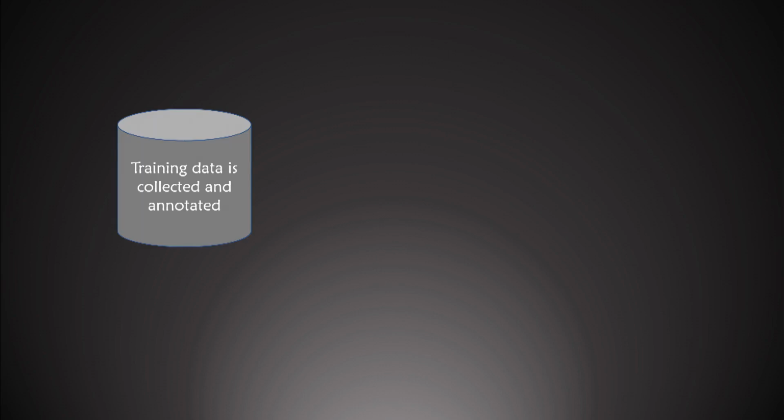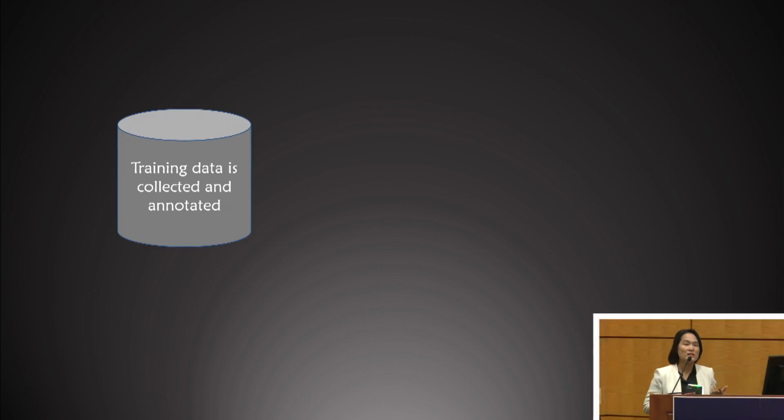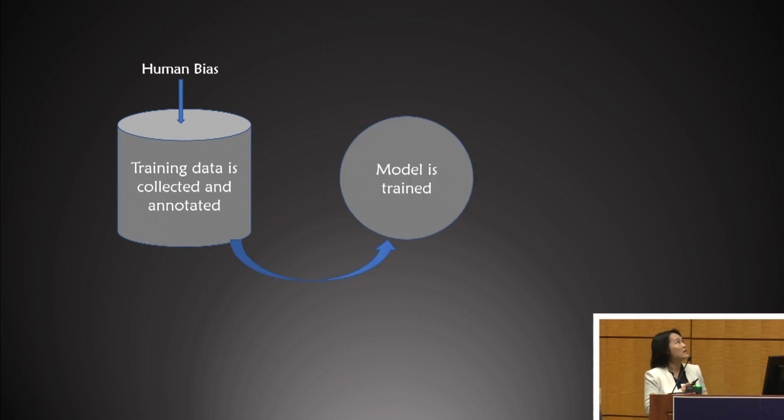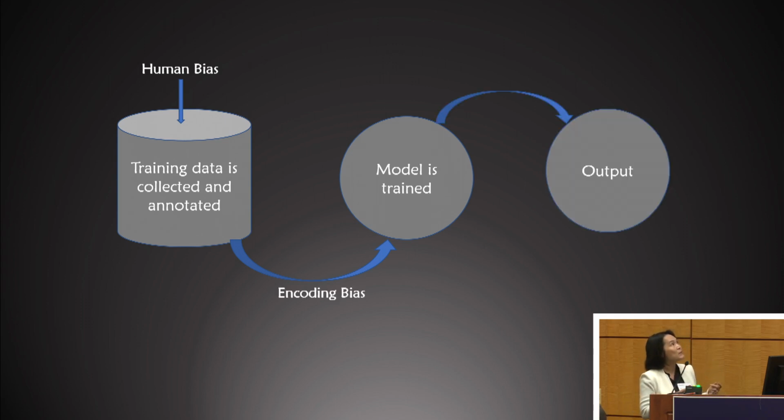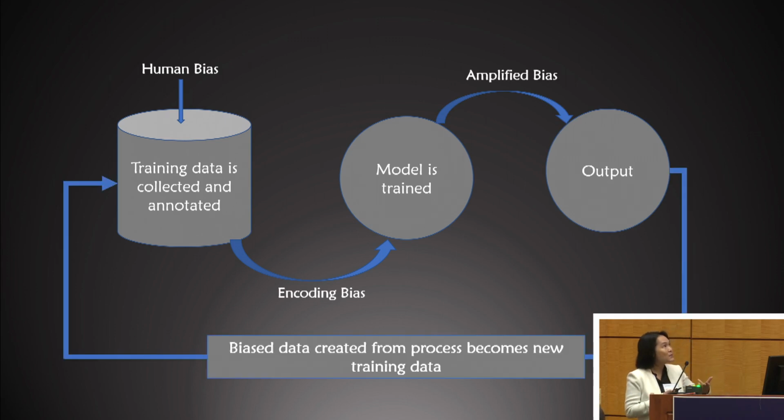Another problem in AI training is that it creates bias. We collect data and annotate it by human beings, so the human bias is encrypted in there. Then it's encoded in the model when it's training, and during the training, it will amplify the bias, and the output has the bias in there. In some cases, the output data become the training data for the next model, so the bias is encrypted and circled. So how are we able to minimize that bias?